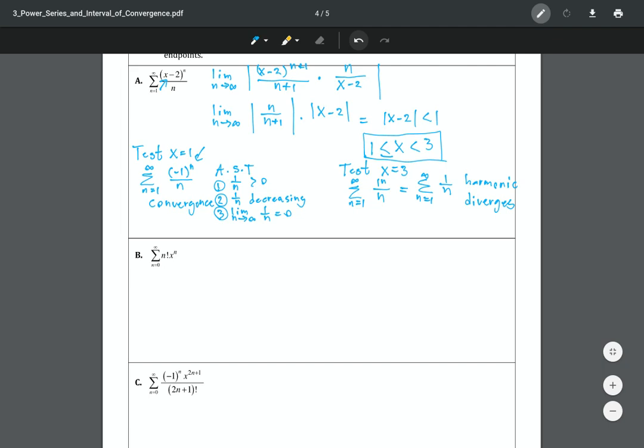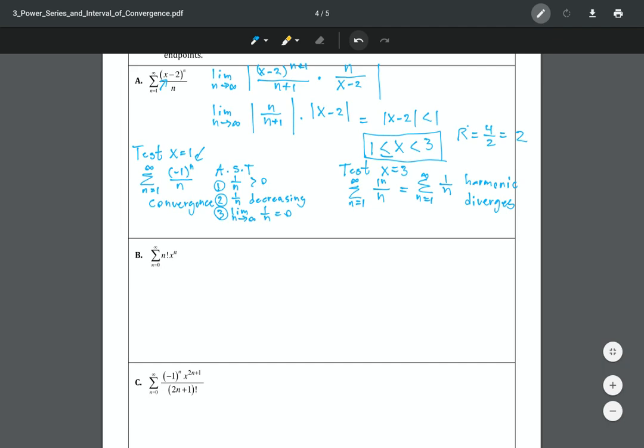Now, to figure out the radius, you basically just look at the distance between 1 and 3. I don't care if the 1 or the 3 are included, it doesn't matter. So the distance between 1 and 3 is 4. So the radius is going to be the total distance of the interval, and you're going to divide that by 2. So the answer is 2. So that's the radius of convergence.